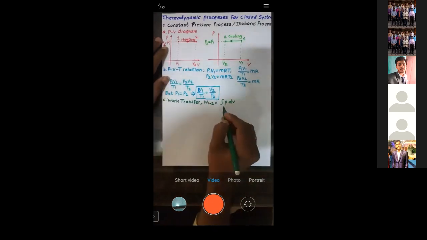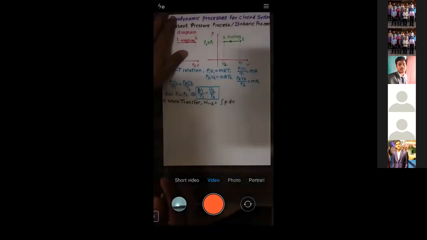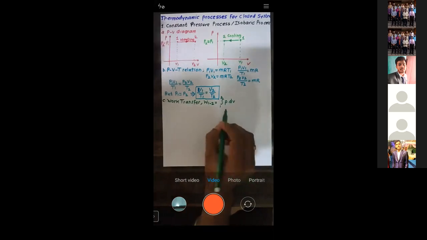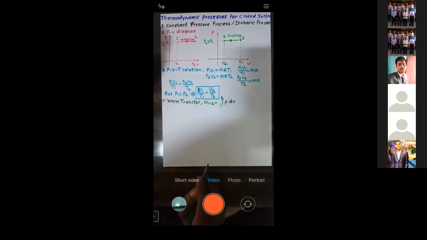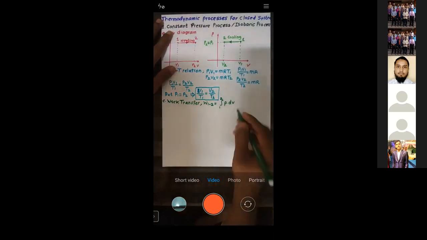Work done during 1 to 2 is given by integration P dV for process 1 to 2, right? So we need to integrate P dV for process 1 to 2. Is that clear? Let me know. Yes, sir. This we have derived.